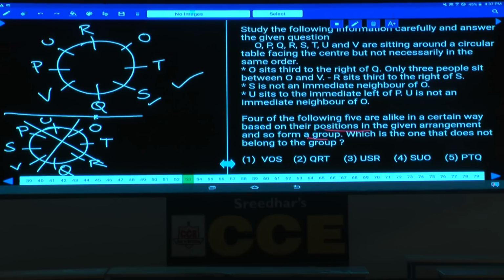And Q, R and T. Now Q and R are opposite to each other and this person T is exactly between these 2. U, S and R: U and S are opposite, whereas R is not exactly in between. Then what is your answer here? Choice 3.